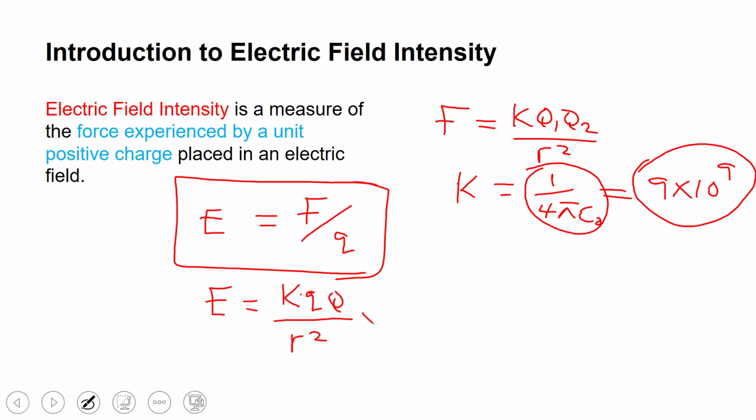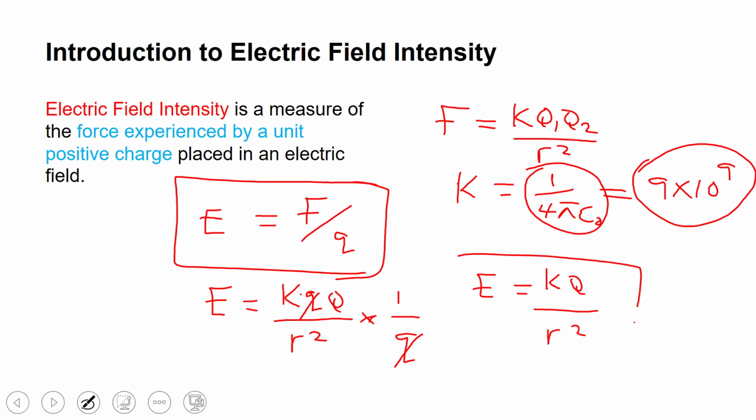And then, as we can see, the electric field intensity is F all over Q. So we are now going to multiply by 1 all over Q. This Q here will take care of this Q. Therefore, at the end, we are going to have electric field intensity is equal to KQ all over R square. So this is a formula for calculating electric field intensity.